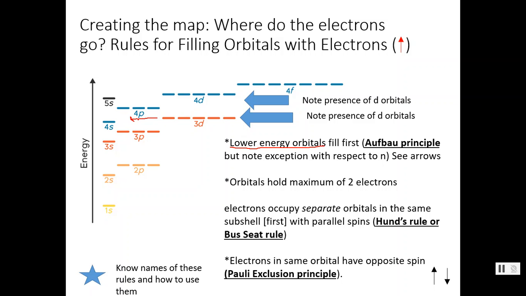So the first rule is that when doing orbital diagrams, you fill lower energy orbitals with electrons first. Okay? And under that Aufbau principle is this point that each orbital has a maximum of 2 electrons.